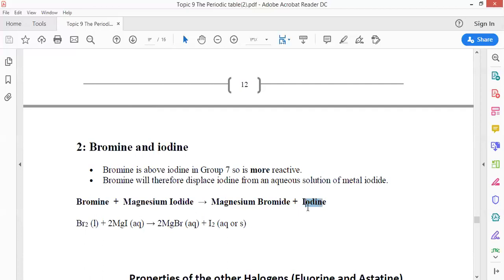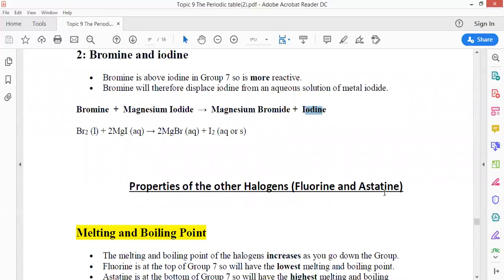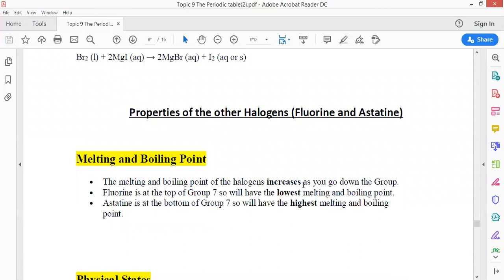So what about the properties of other halogens? Fluorine and astatine. The melting and boiling points of the halogens increase as you go down the group. So the melting and boiling point of iodine is higher than that of bromine, higher than that of chlorine, higher than that of fluorine. Fluorine is at the top of group number 7, so it has the lowest melting and boiling point. Astatine is at the bottom of group number 7, so it has the highest melting and boiling point.